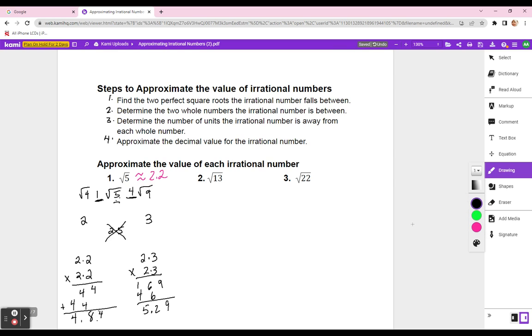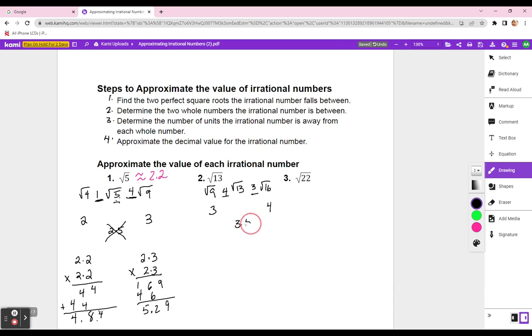Okay, so let's do the next one. We're going to repeat the same steps. So the square root of 13, step 1 is between the square root of 9 and the square root of 16. Square root of 9 is 3. The square root of 16 is 4. How many units is 9 away from 13? It's 4 units. And how far is it from 16? It's 3 units. We know it's between 3 and 4.